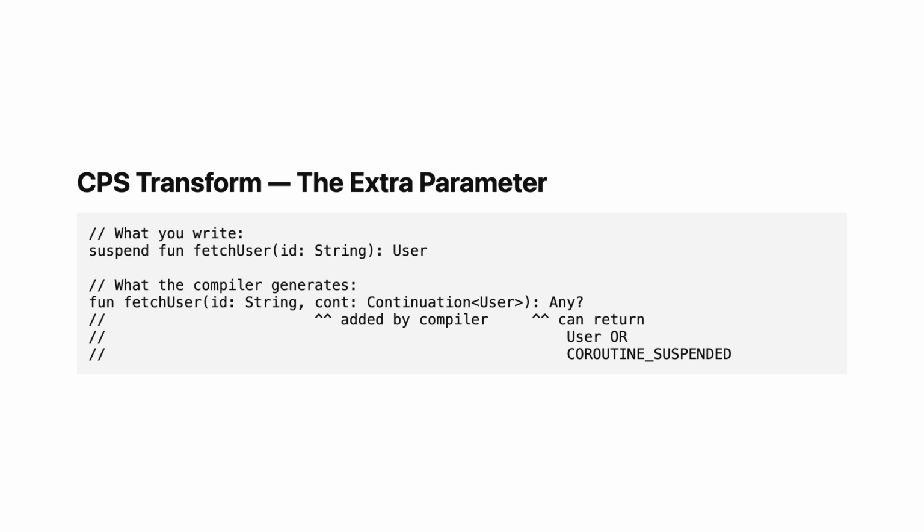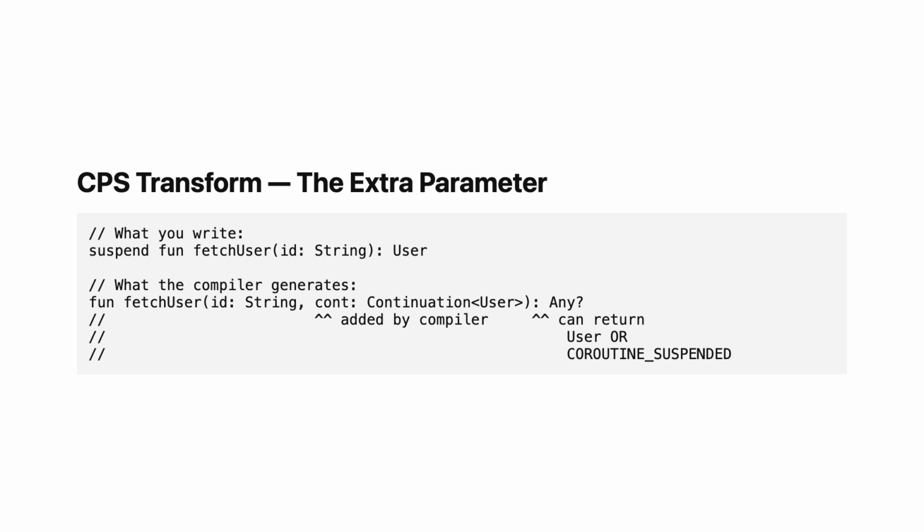That return type of Any? is important. The function can now return either the actual user result or a special sentinel value called COROUTINE_SUSPENDED, which tells the caller that the function did not complete yet and will deliver its result later through the continuation callback. But CPS alone is not enough.